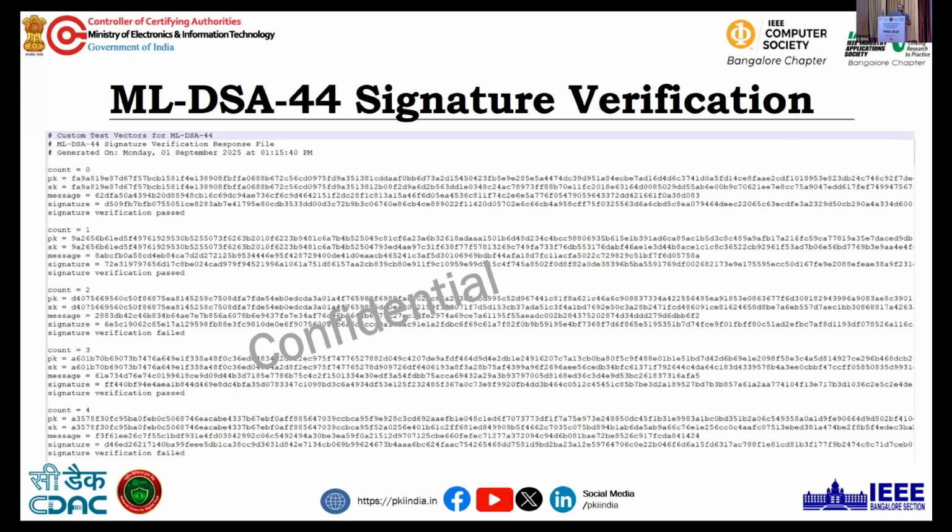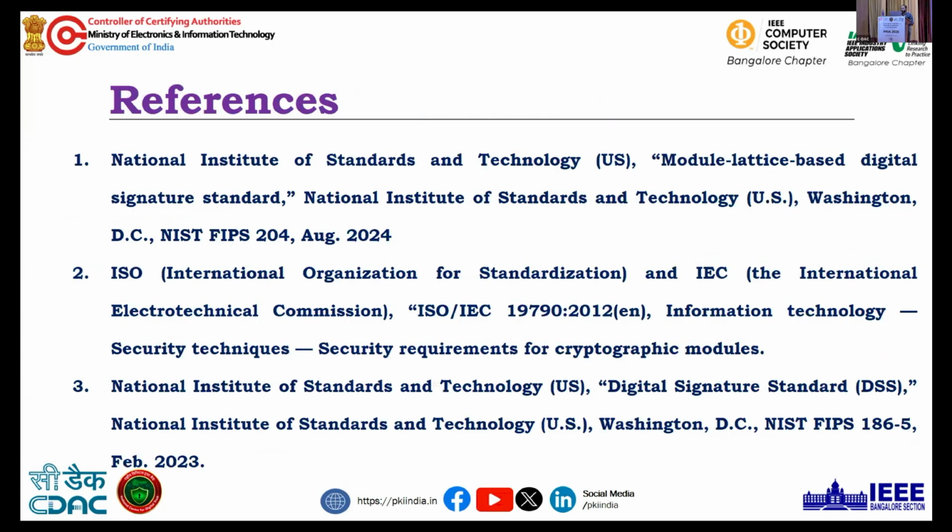This is the output which is generated from the cryptographic algorithm module. So here we can say ML-DSA-44 signature verification. Each record is a different test vector. So here PK, public key, message and signature are given. The private key is given for completion purposes. And PK and SK are generated from the key generation module. And here the output is told as signature verification passed or signature verification failed. These are the references.